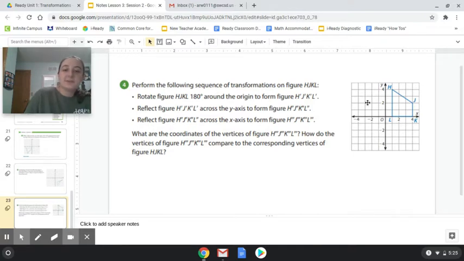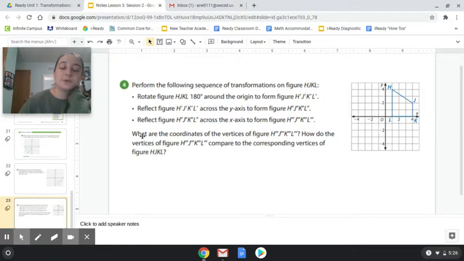And then your last problem is you're going to perform these sequence of transformations on this figure here. So first you're going to rotate it 180 degrees around the origin to form your H prime, J prime, K prime, L prime. Then you're going to reflect it across the y-axis to get your H double prime, J double prime, K double prime, L double prime. And then you're going to reflect it across the x-axis to form your H triple prime, J triple prime, K triple prime, L triple prime.